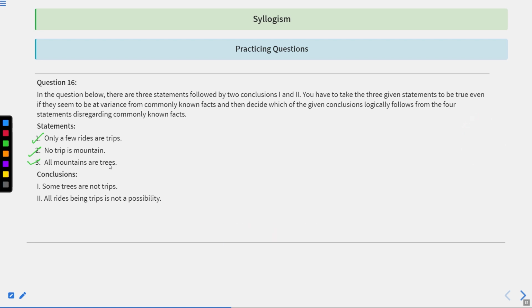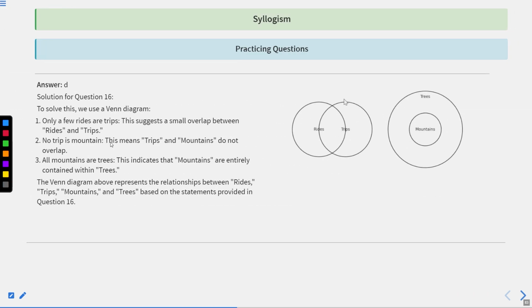So students, I suppose you must have drawn the Venn diagram according to the statements that have been given. Only a few rides are trips, no trip is mountain, and all mountains are trees. Let's analyze whether the Venn diagram suggests the correct statements or not. Only a few rides are trips means there is a small overlap between rides and trips. Is it true in this diagram? Yes, we can infer that only a few rides are trips.